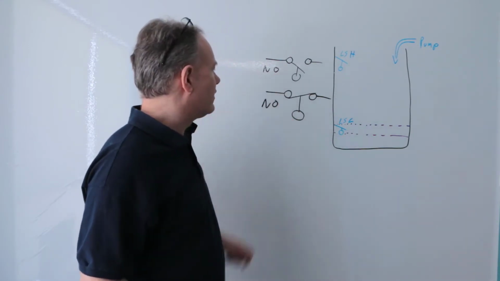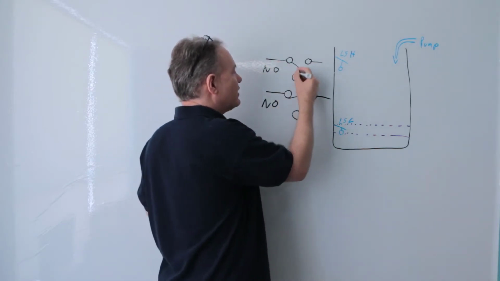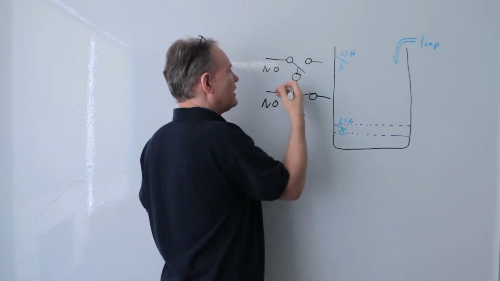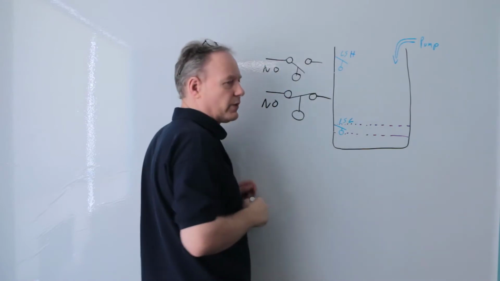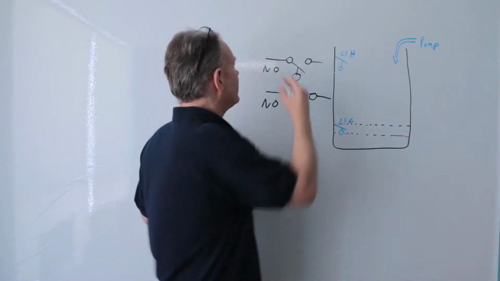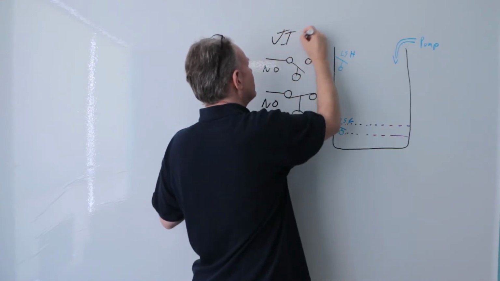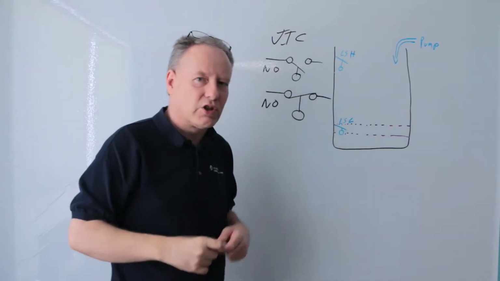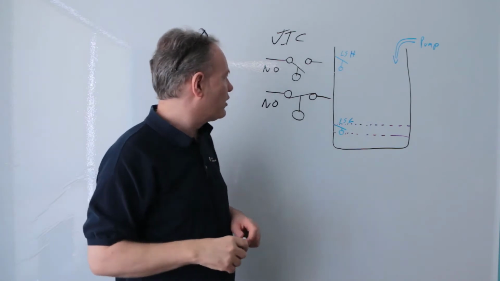This one over here, when the liquid is below it, is in its normal state and it's open. In its active state, when the liquid goes above it, it will become closed. So those are what the JIC says. The Joint Industry Council, JIC, defines what symbols look like for ladder logic. Okay, good. So let's continue.